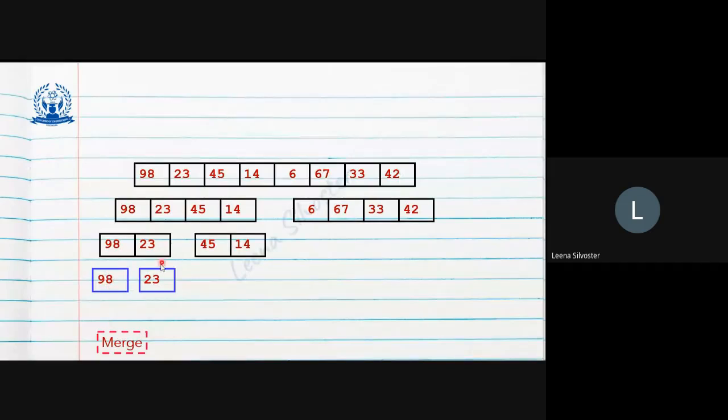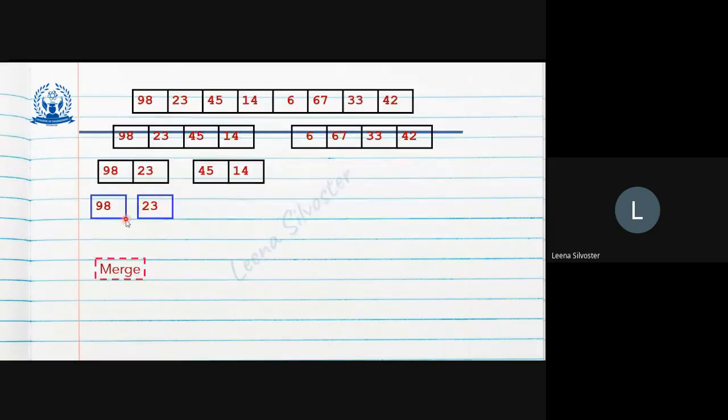So among these two numbers, we are concentrating on these two sets. So again, these two sets are divided into two. We will get single sets with 98 and 23. Actually this is the same step. Don't get confused. Actually, 23 is smaller than 98. So we have to move this 23 first. 23 and 98. So after that, we will merge it. Then again, we will concentrate on these two elements.